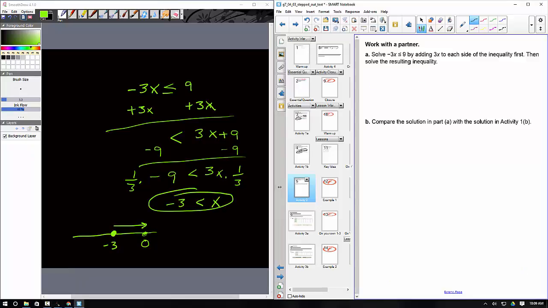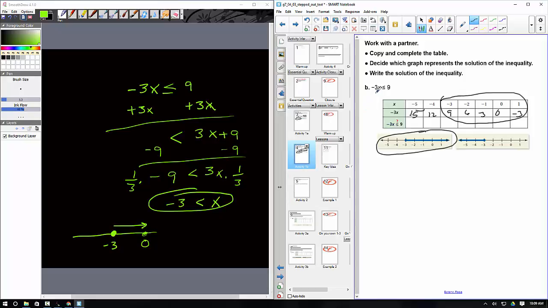Now it says to compare my solution, which I have right here, with the one that I just did in 1b. If I look here, here's the exact same equation that we just did a moment ago. And if you look here, I actually get the exact same answer, don't I? I start at negative 3 and go to the right.